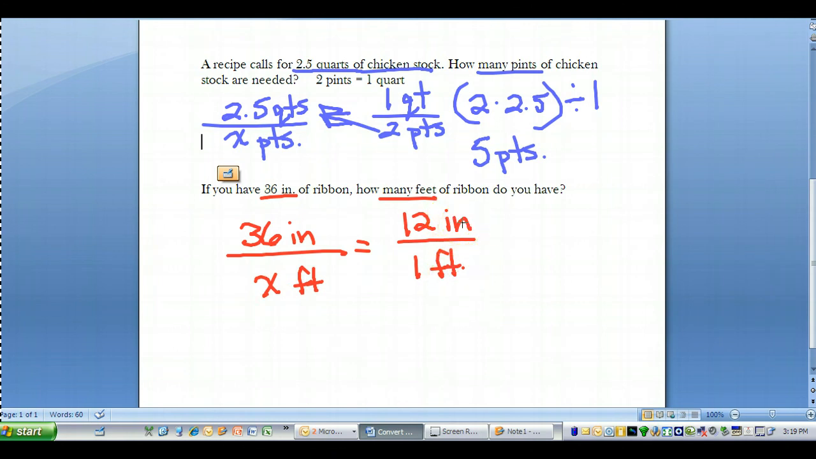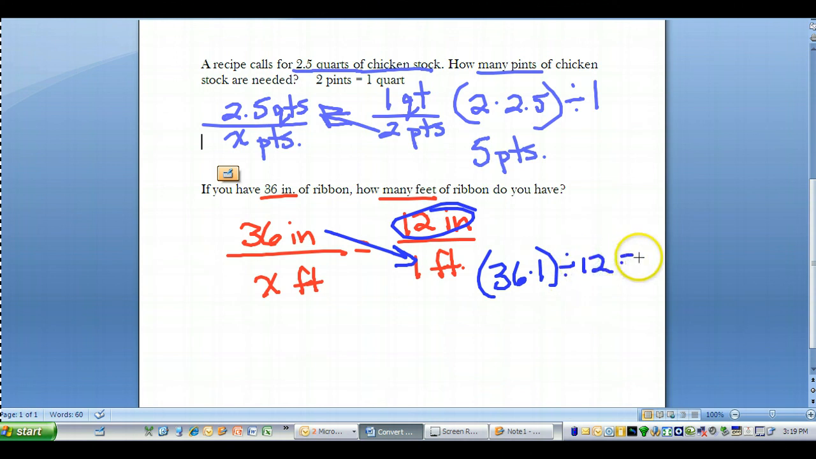And 1 foot is 12 inches. And now I can divide by my lonely guy. So 36 times 1. And then I'm going to divide by 12 on your calculator. And our answer will be 3. Labeling it 3 feet.